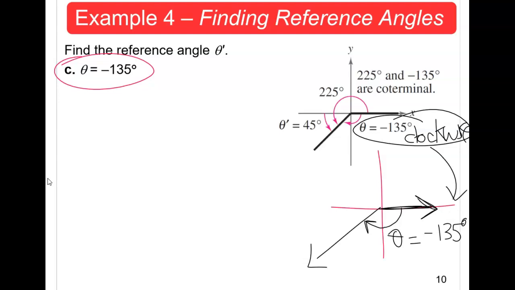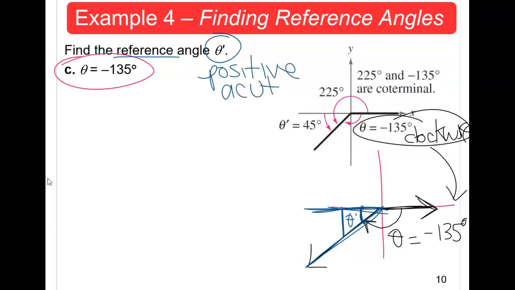So we're going to do the same thing. The reference angle is going to be formed with the x-axis and the terminal side of our angle. And so it's going to be this one right here. That is theta prime. Now, how could we find theta prime? Remember, the reference angle must be positive, and it also must be acute.